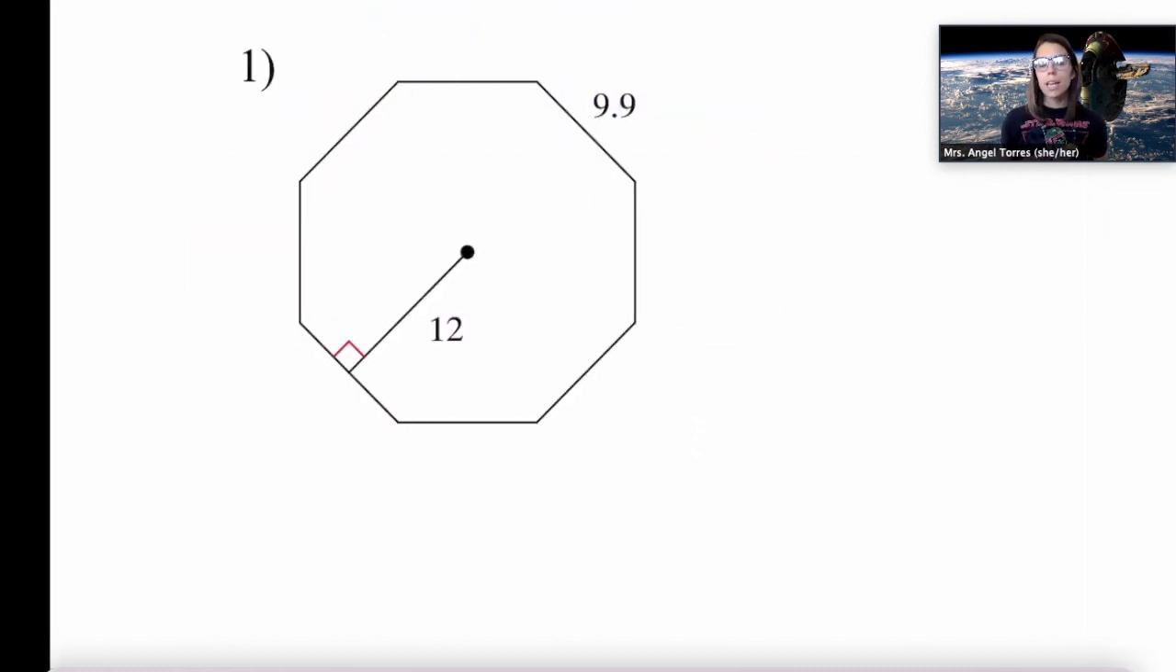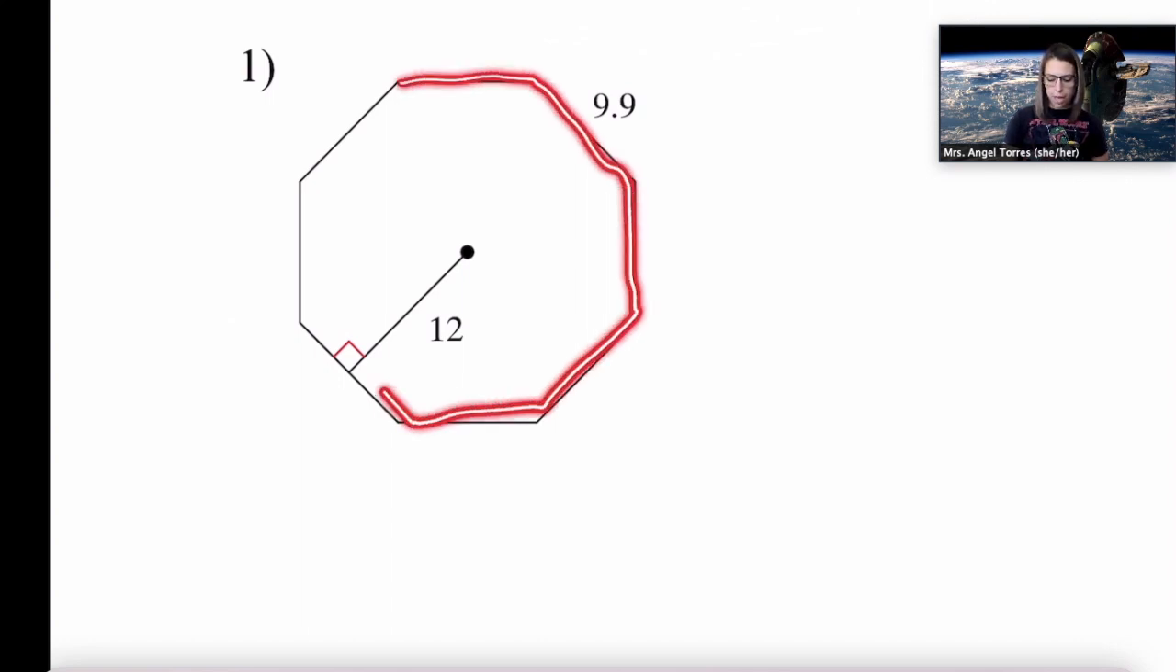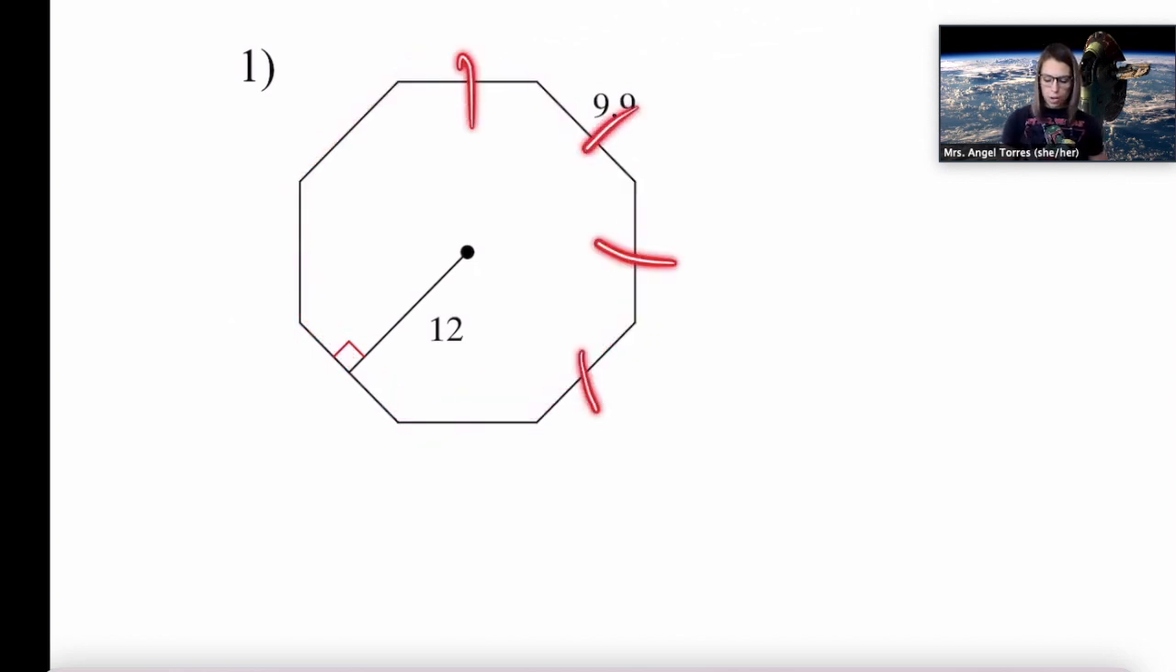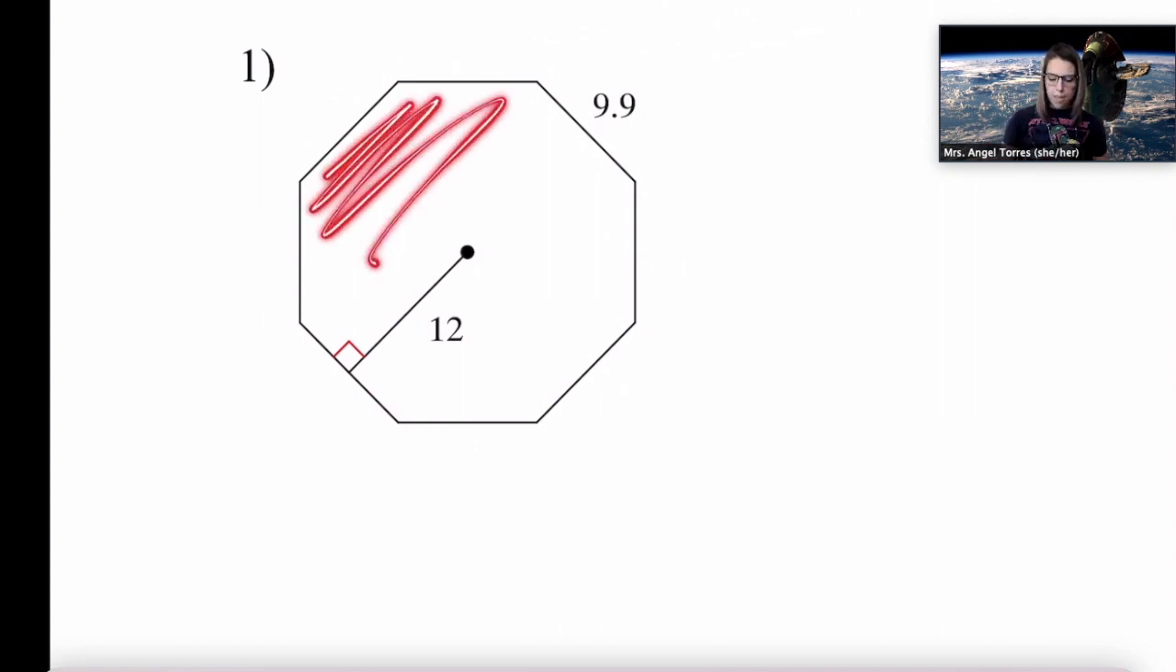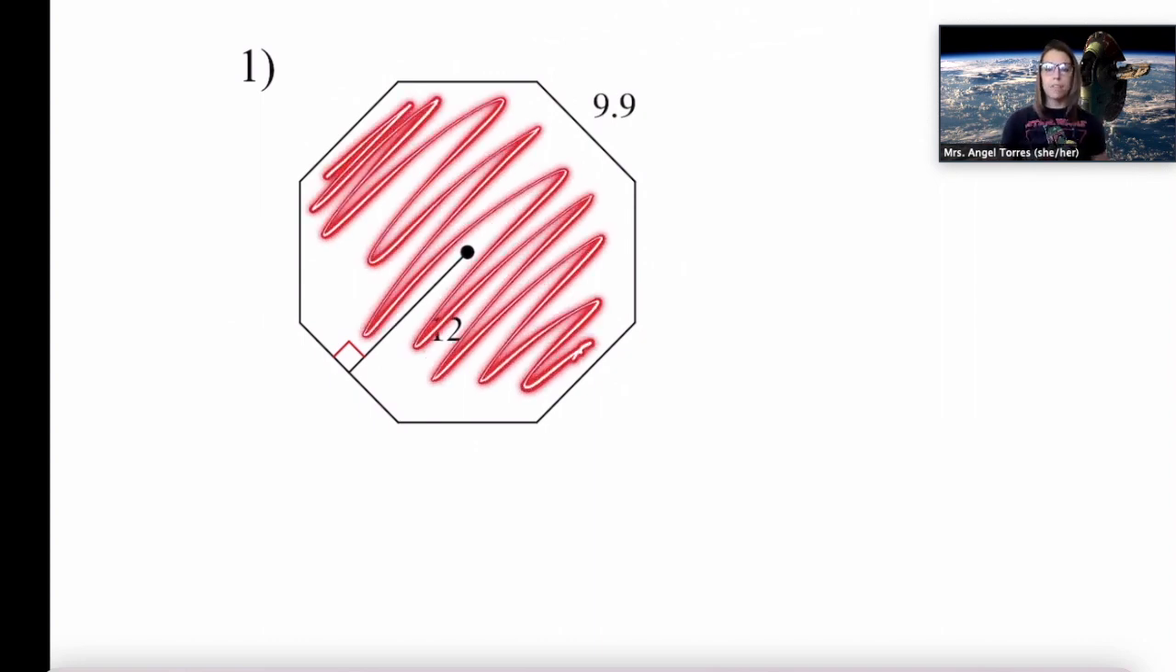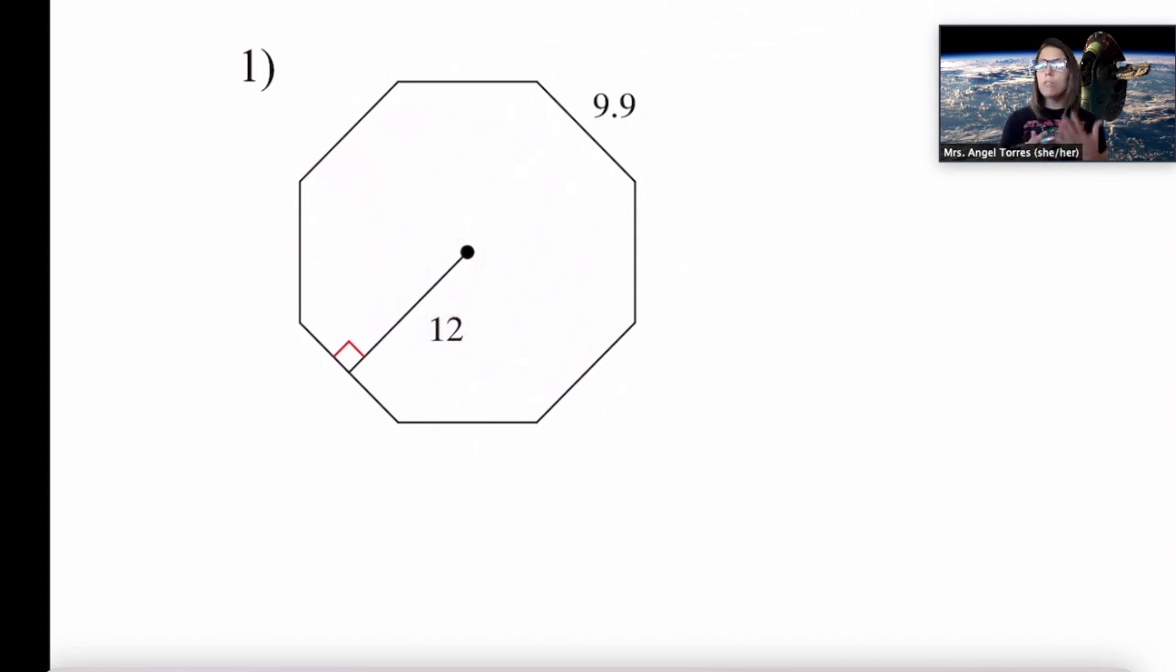Number one is an octagon. The reason I know that is because it has 1, 2, 3, 4, 5, 6, 7, 8 sides. All of these sides are congruent to each other because this is a regular octagon, and all of the angles are also congruent to each other for that same reason. Now, to find the area, which is everything inside of this octagon, we need to first understand some vocabulary.